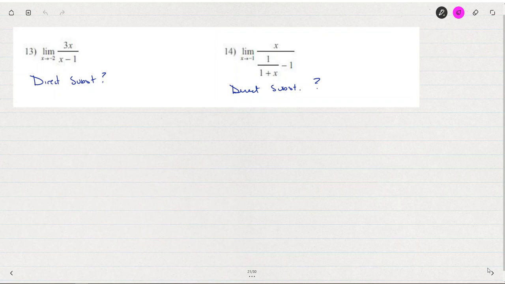Number 13 and 14, try the direct substitution and see. Does it simplify right away? Oh, yay, number 13 does. Number 13 is an easy. You just apply direct substitution. Replace the x with a -2, and you're done. Number 14, not so easy.